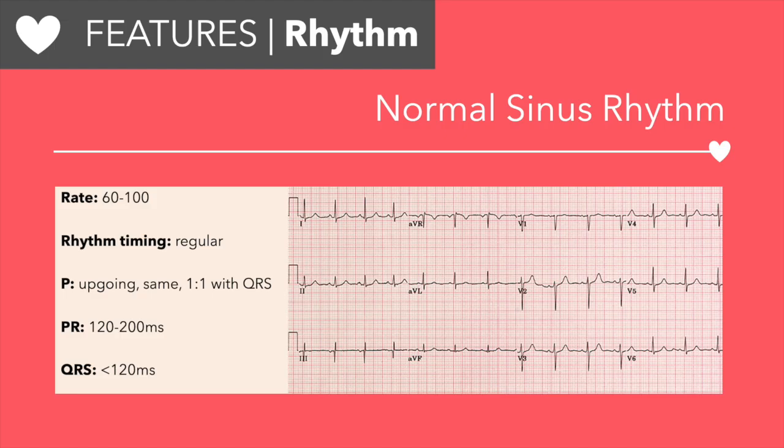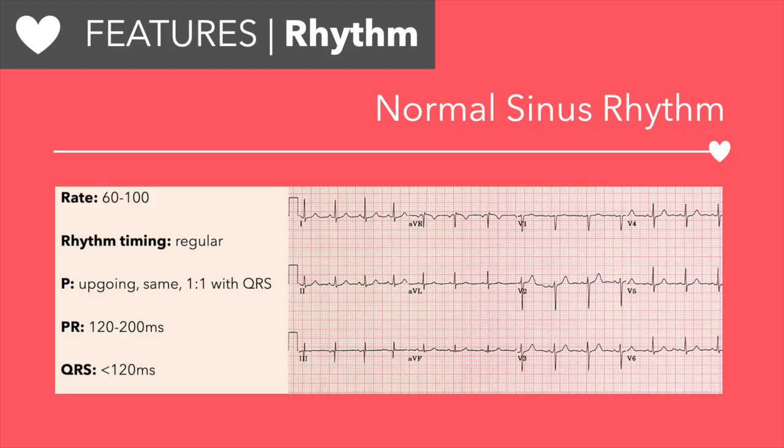Rate is 60 to 100 beats per minute. The rhythm timing is regular. The P waves are upgoing and have the same morphology. The P wave should be before every QRS, and there should be a QRS after every P in a 1-to-1 P to QRS ratio.